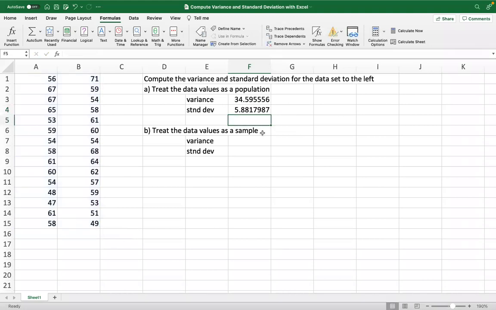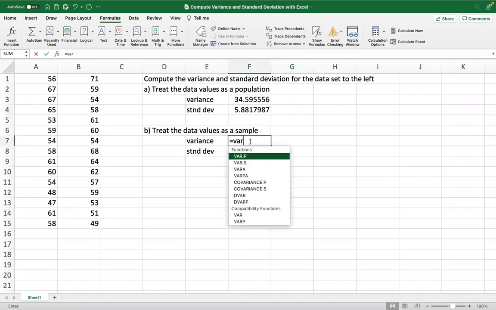Now, earlier I mentioned that the standard deviation is just the square root of the variance. So just for fun, if I take the square root of the variance, you can see it's the exact same thing for my standard deviation. Okay, so now let's see how it changes when we look at this from a sample.